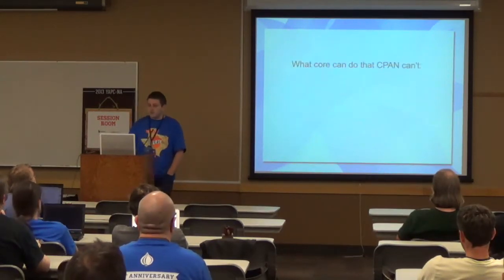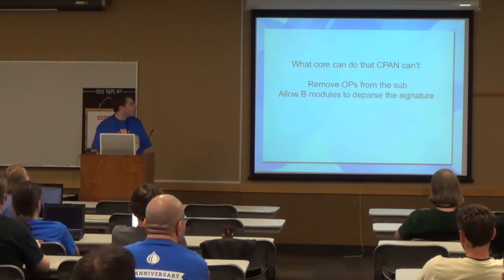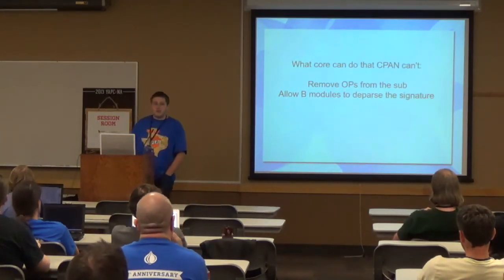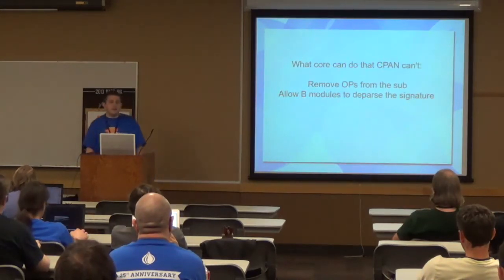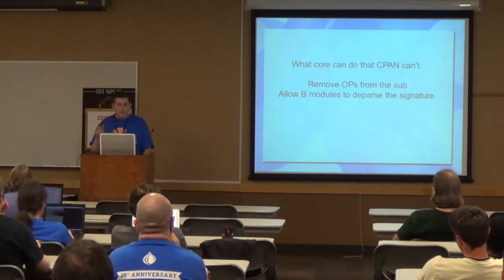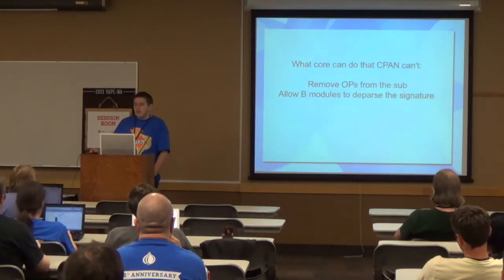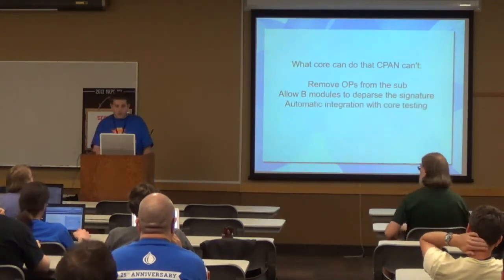I kind of alluded to some of this before. So what can we do in core that CPAN can't? We can remove ops from the sub, and I'll talk about that a bit more later. We can allow B modules to deparse the signature. So if you're using something like method signatures and you run deparse, you see exactly what method signatures did for you, which is it rewrote as a sub, and it added some extra magic and some extra parameter validation. So you could have written the same thing yourself. It just looks a little more convoluted. And you also lose what the actual signature was. You see what the signature translates to.